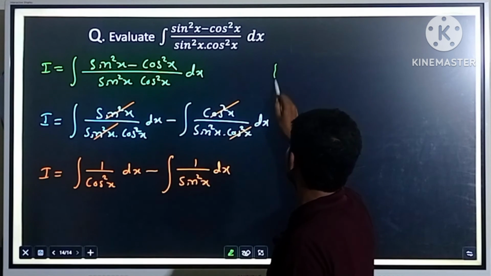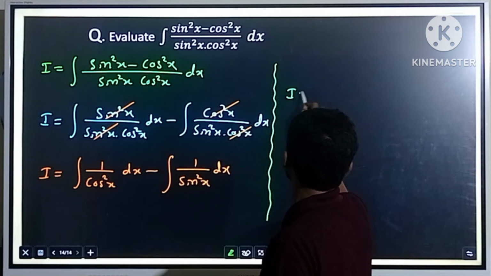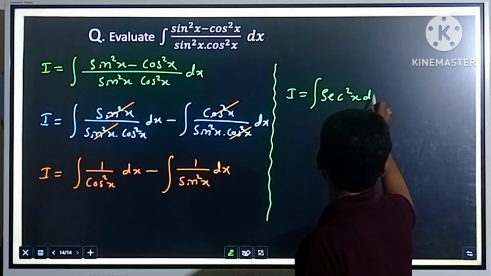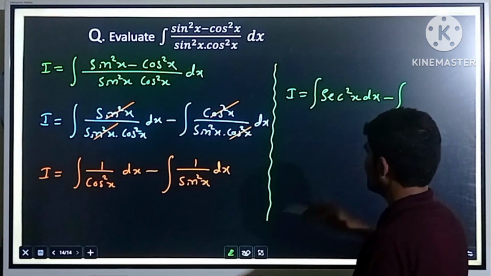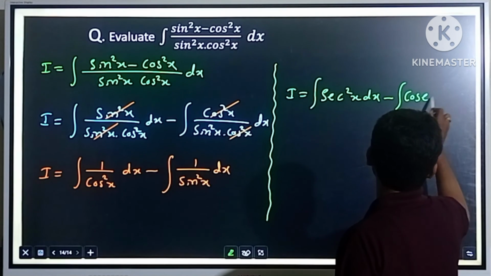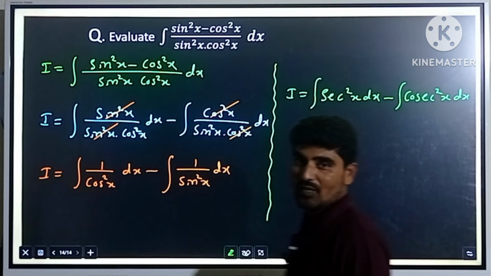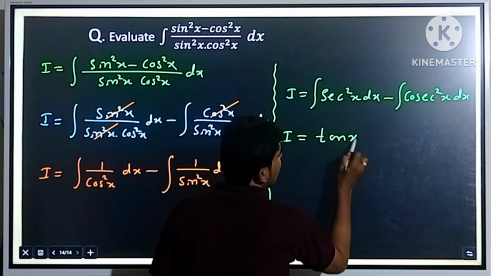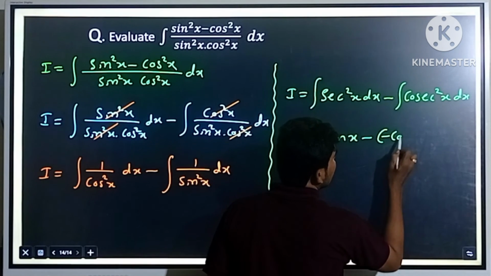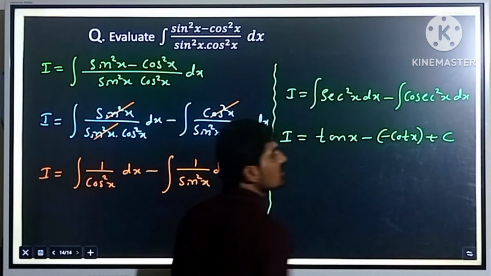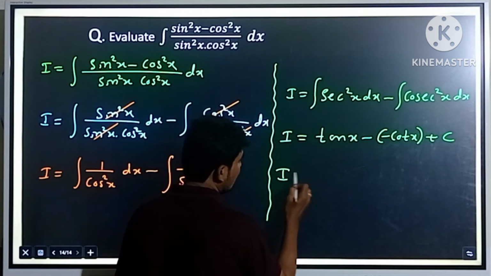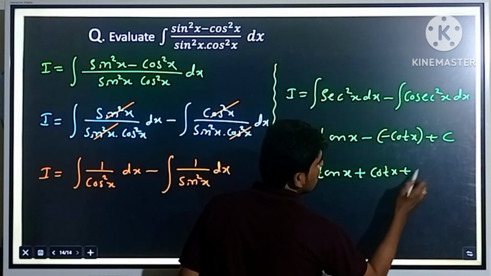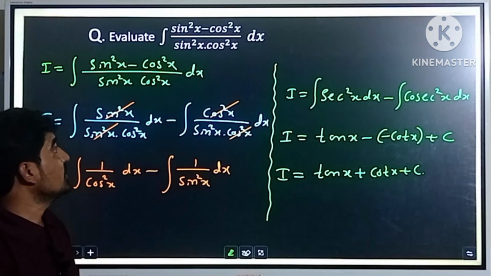Now in the next step, I can be expressed as integration of 1 by cos square x, which is secant square x, with respect to x, minus integration of 1 by sin square x, which is cosecant square x, dx. I hope all of you understand. Therefore, I is equal to integration of secant square x, which is tan x, minus integration of cosecant square x, which is minus cot x, plus the integral constant c. So the final answer is I equals tan x plus cot x plus c. I hope all of you understood.